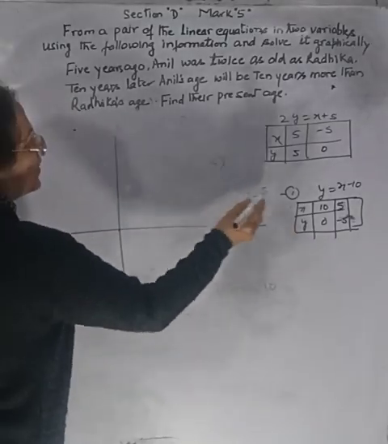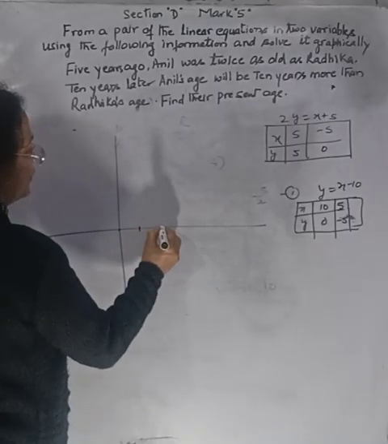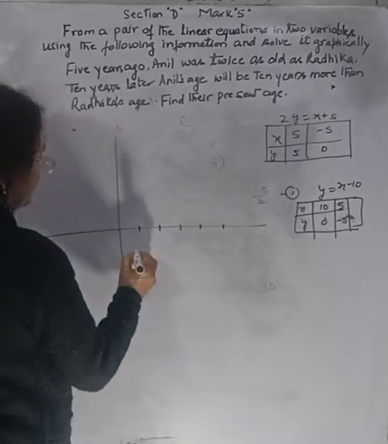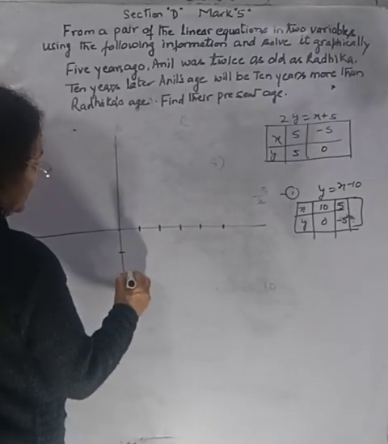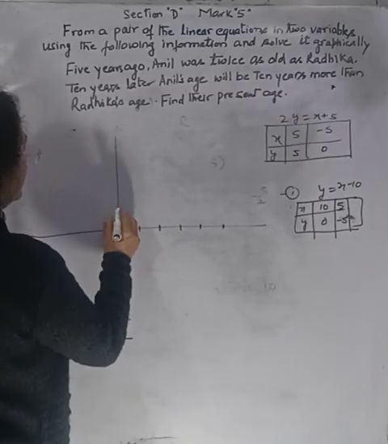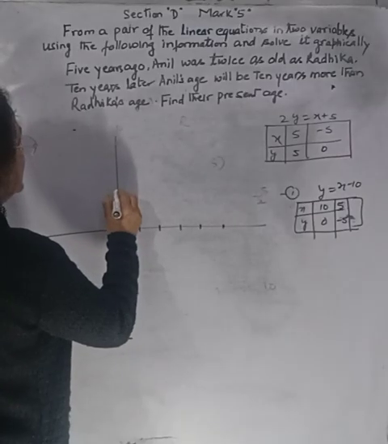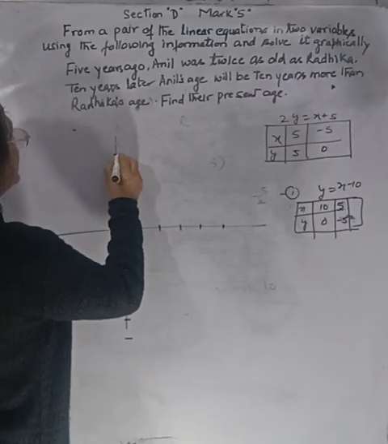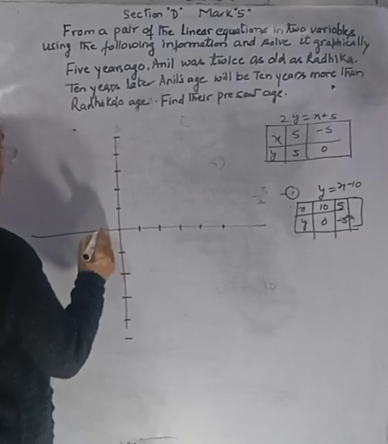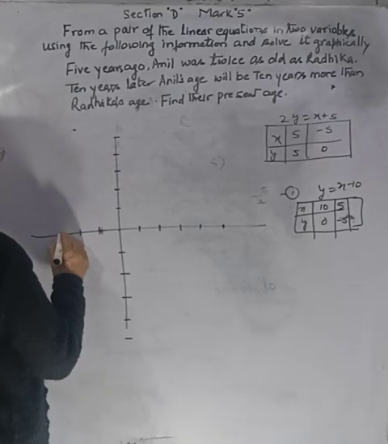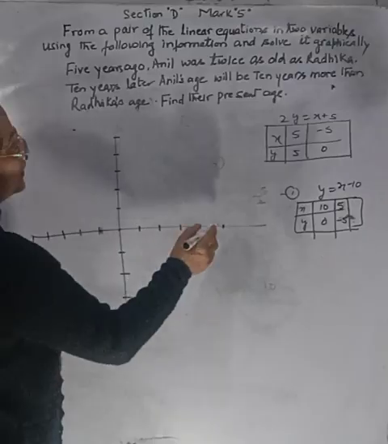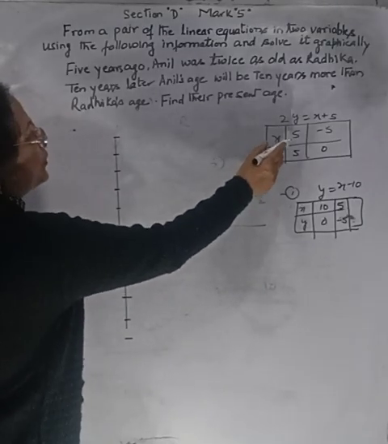0. All the multiples are 5, so we have 5, 10, 15, 20, 25. This is small. 5, 10, 15, 20, 25. This is 0, 0. Now the first condition, this equation, we are going to plot this.